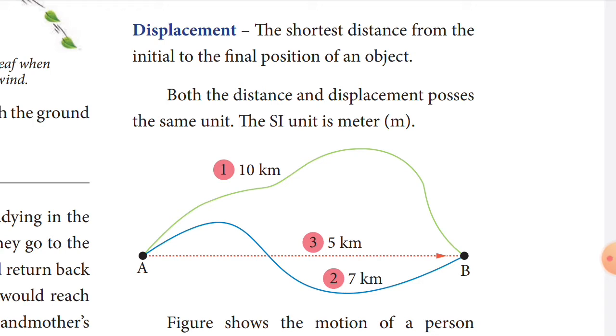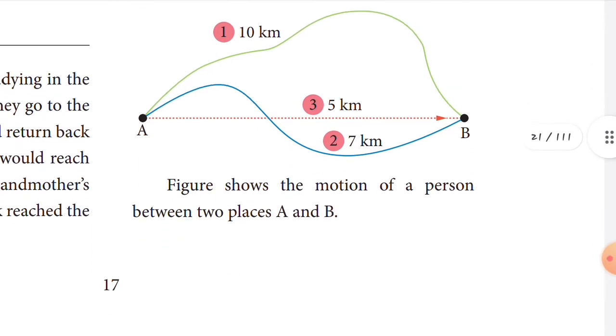See the green color and the blue color, children. You see A to B: the first path is 10 kilometers, the second path is 7 kilometers, and the straight line, the third path, is 5 kilometers. Here, which one is the shortest path, children? Any idea? Yes, 5 kilometers is the shortest distance. Okay, fine.